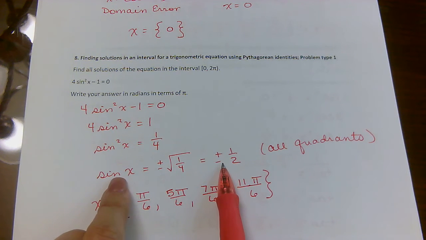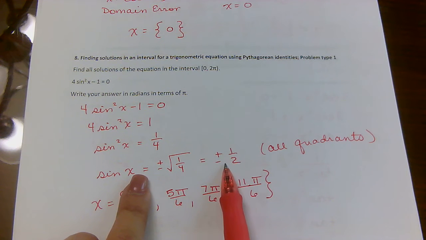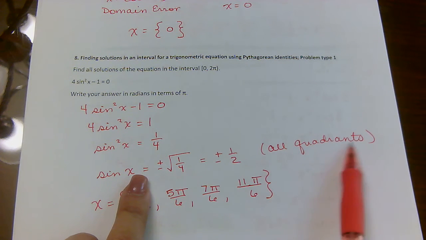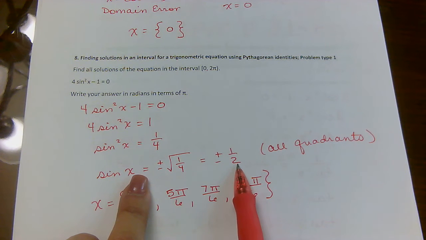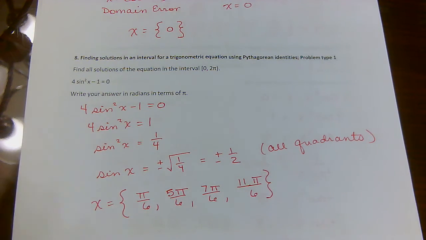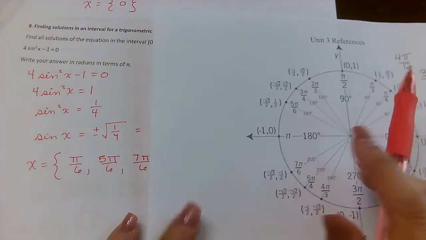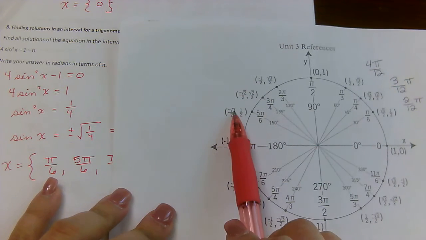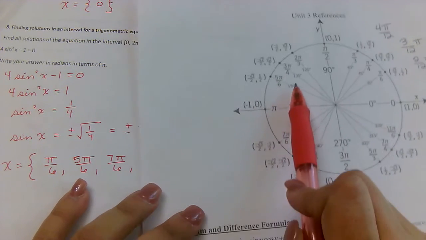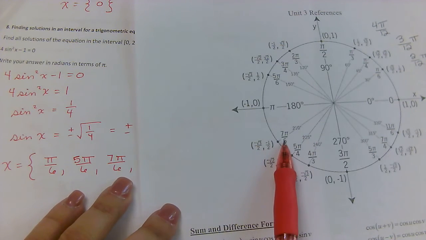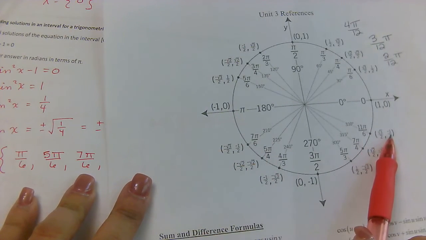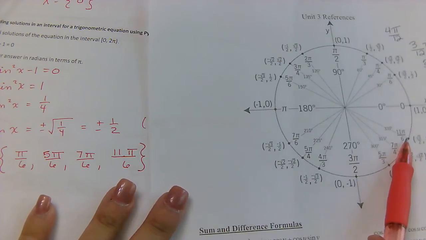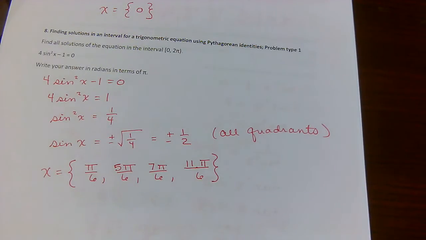So where is sine of x equal to plus or minus 1/2? It's going to be in all quadrants. Positive 1/2 in quadrants 1 and 2, negative 1/2 in quadrants 3 and 4. So all we're going to do is use our unit circle and find all those locations. 1/2 is here, in quadrant 1, pi over 6. 1/2 is here, 5 pi over 6. Negative 1/2, that's 7 pi over 6. And then negative 1/2, that's 11 pi over 6. So these are going to be all your solutions.